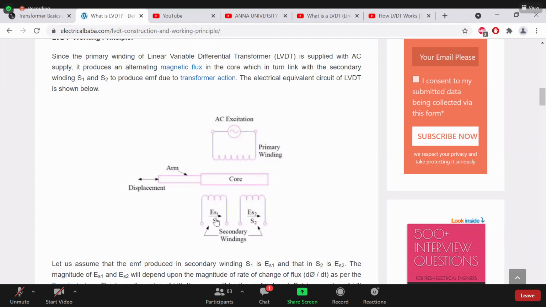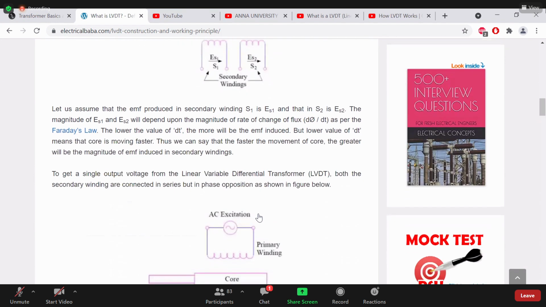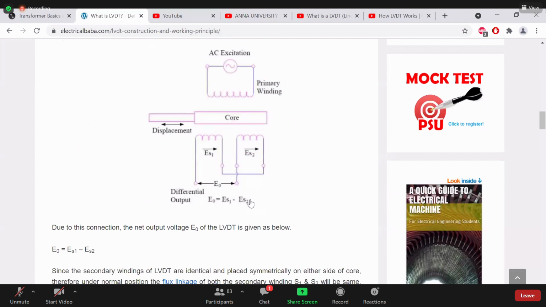So the result will be ES1 minus ES2. ES1 means voltage developed in the secondary 1. ES2 means voltage developed in the secondary 2. So if the core is covering both secondary 1 coil and secondary 2 coil, we will get voltages ES1 and ES2, and the resultant output will be 0. This is the equation: differential output is equal to ES1 minus ES2.